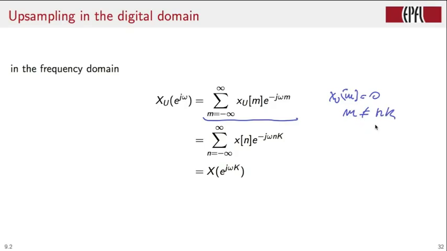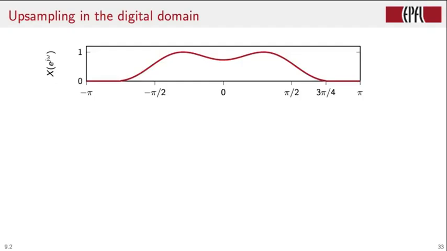And so with this, we can simplify the sum and use only the non-zero terms, and we get the sum for n going from minus infinity to plus infinity of x of n, which is our original sequence, multiplied by e to the minus j omega n k. And so this is simply a scaling of the frequency axis by a factor of k. Graphically, we can plot the digital spectrum, and we know that since we're multiplying the frequency axis by a factor of k, there will be a shrinkage of the frequency axis like this.